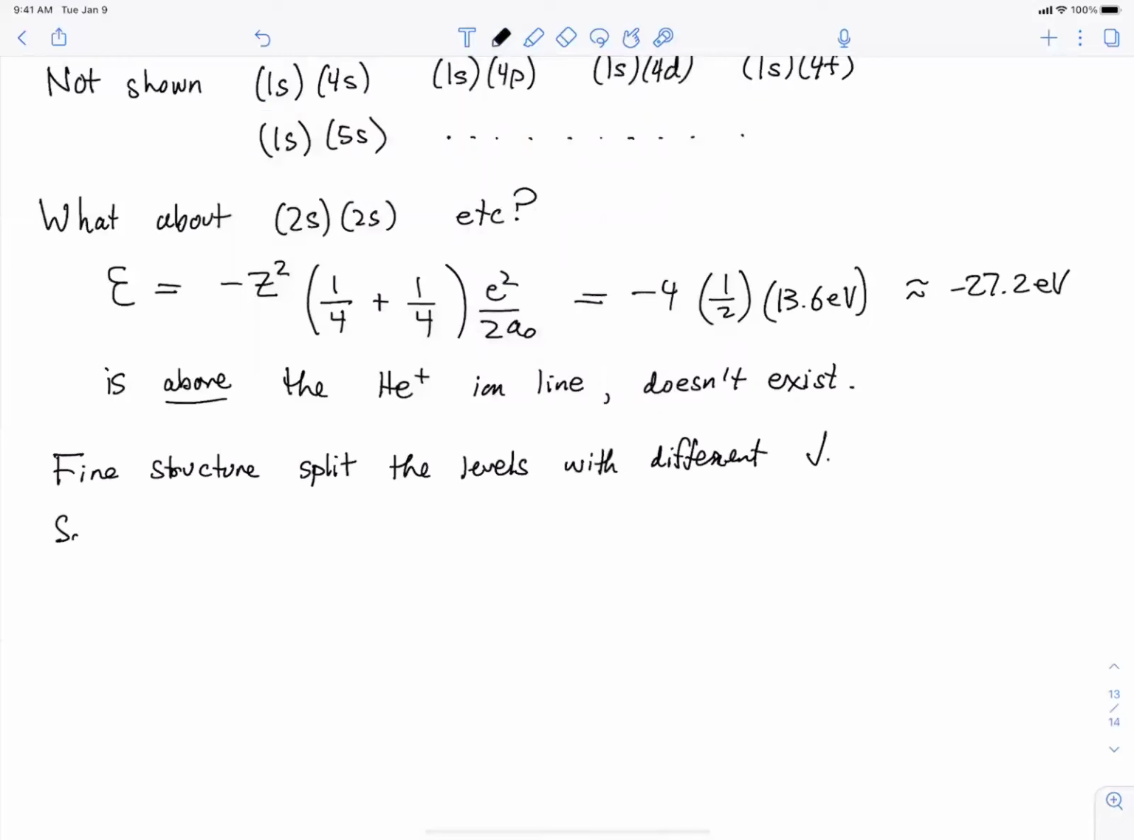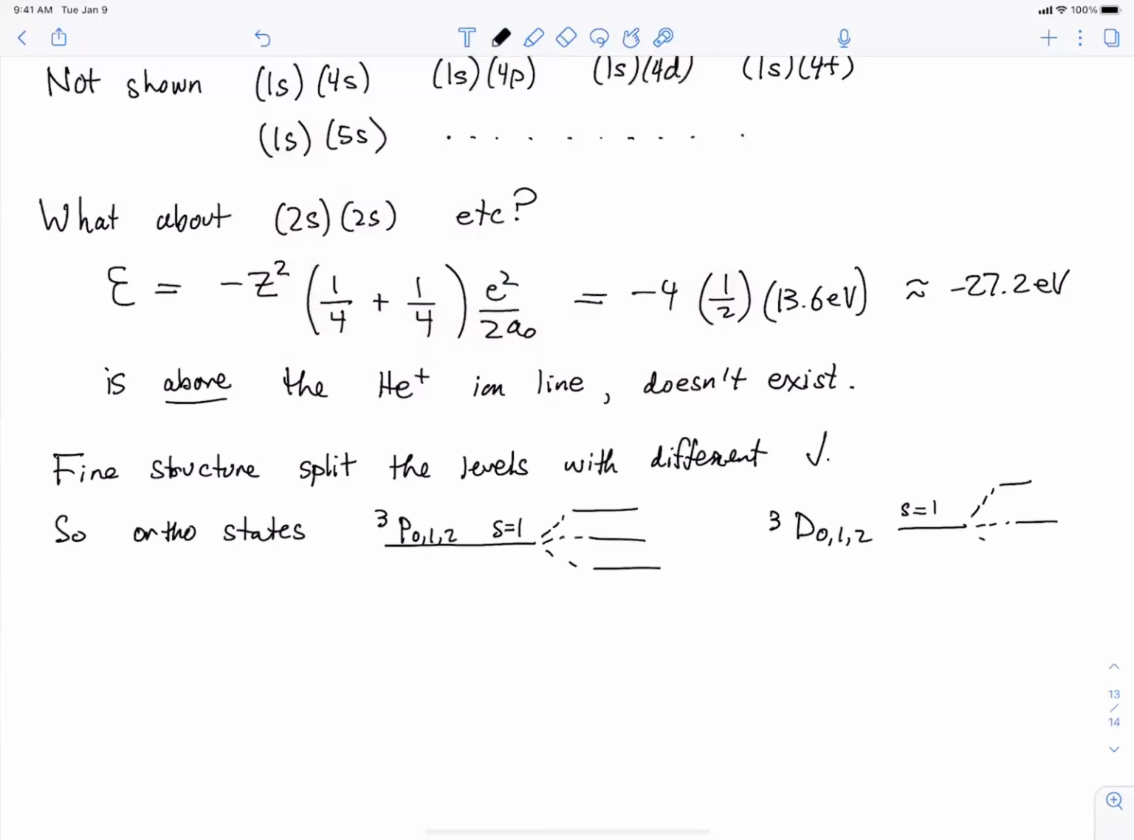Okay, and so the ortho states in particular, for example, if I have a 3P012, those are different J values. This is a state with S equals 1. And now it's just going to split into 3 states like that. Same thing for my D states. They'll split into 3.